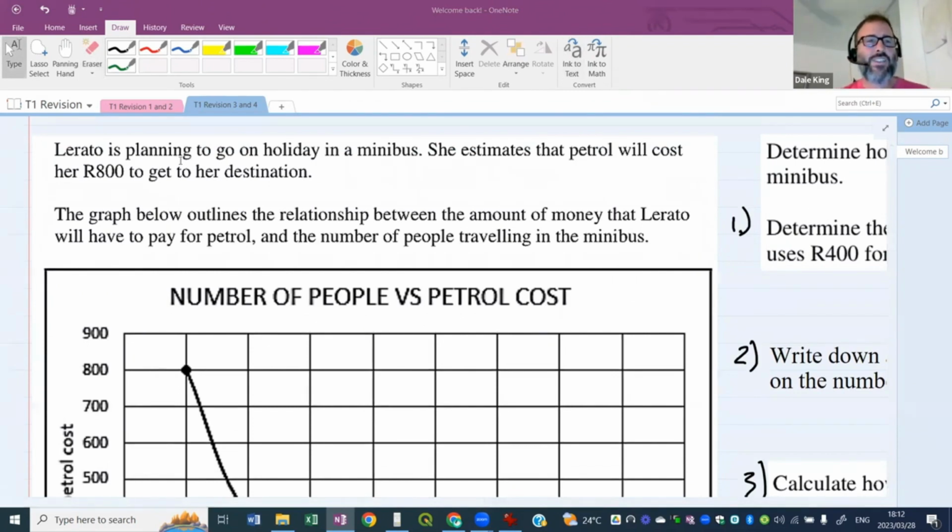So it says Lorata is planning to go on holiday in a minibus. She estimates that petrol will cost her 800 Rand to get to her destination. The graph below, and I'll show you the graph in a moment, outlines the relationship between the amount of money that Lorata will have to pay and the number of people traveling in the minibus. All right, so 800 Rand for petrol. And then this graph tells us how much petrol she has to pay depending on the number of people in the minibus. If at any point you guys want me to go back to the question, just shout.